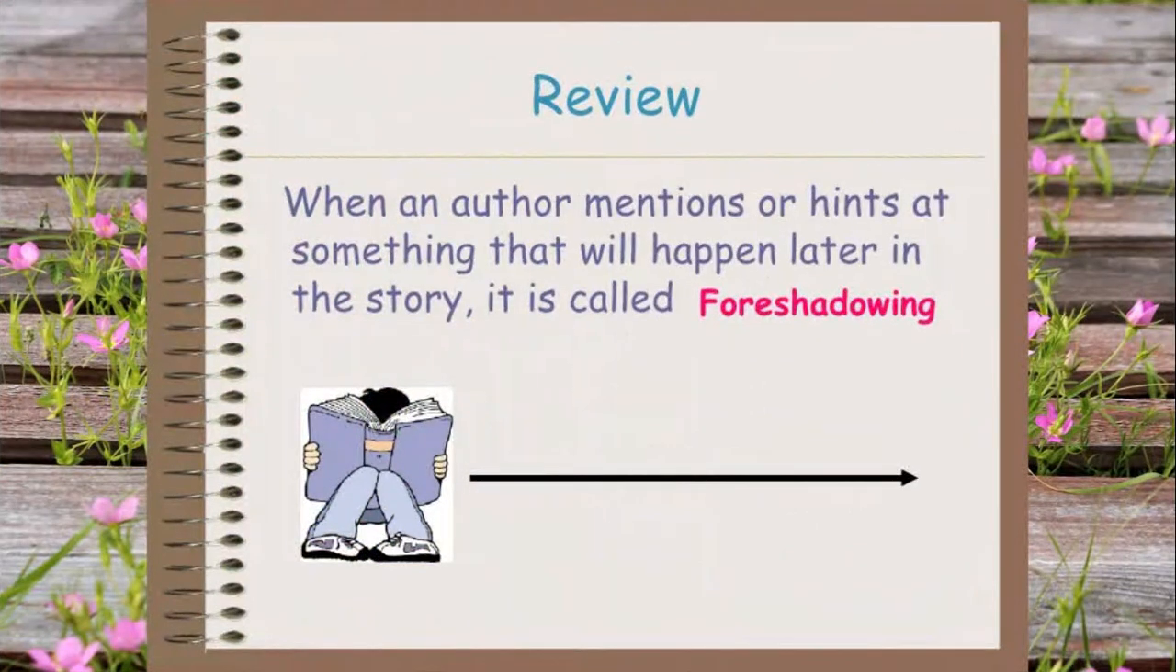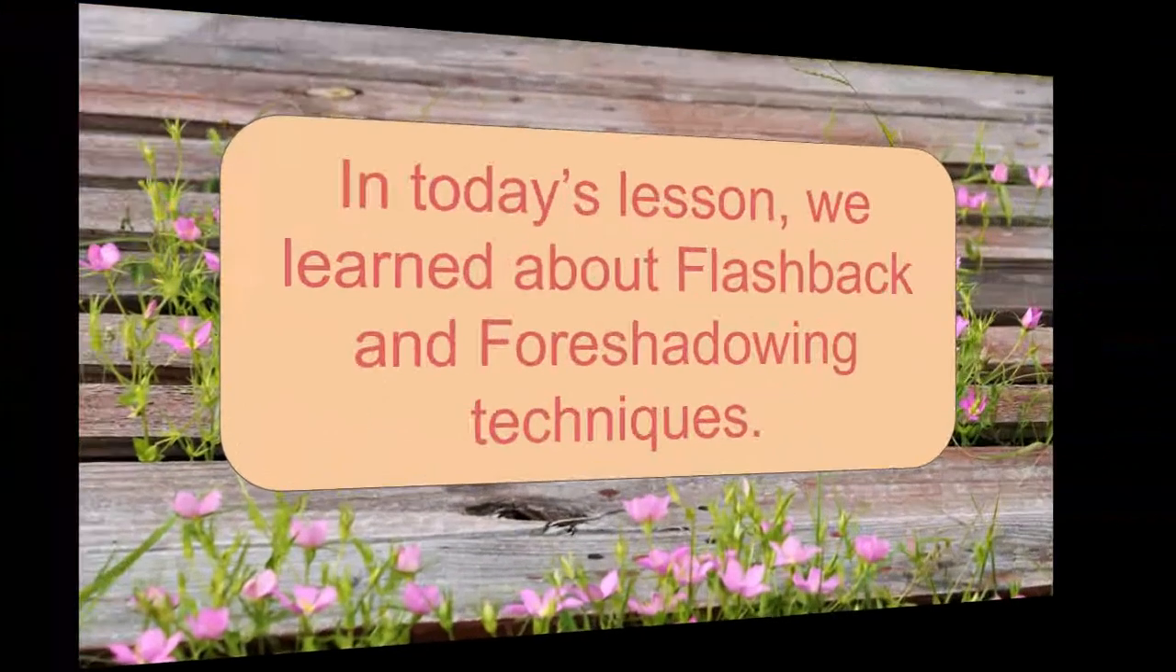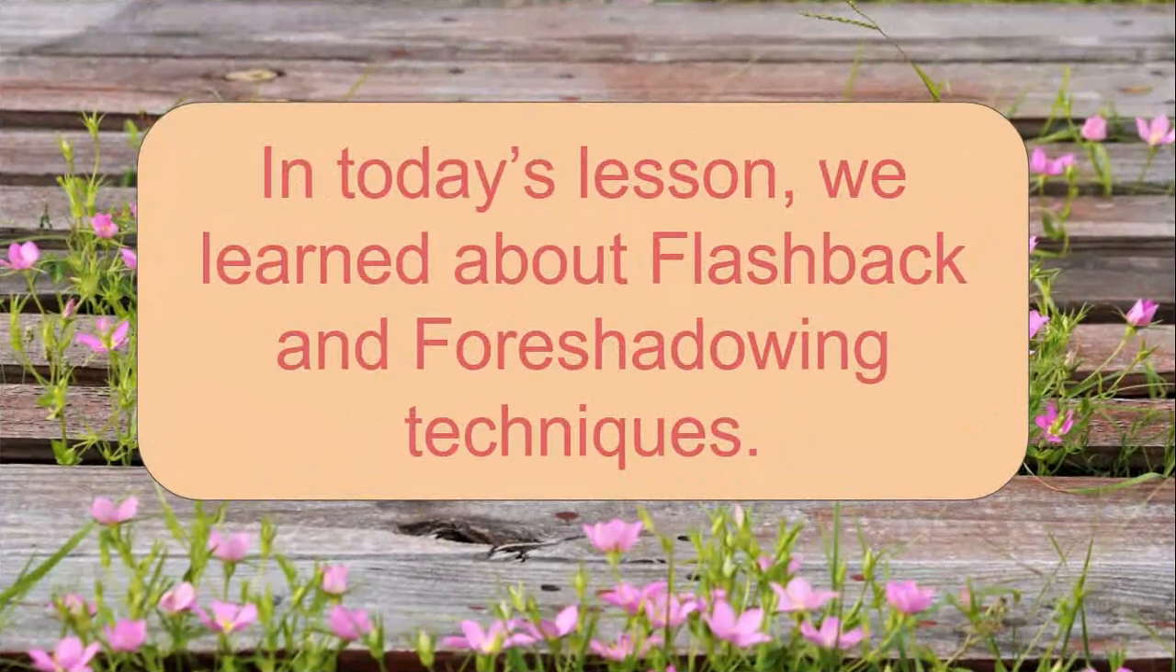Let's review. So, when an author mentions or hints at something that will happen later in the story, it is called foreshadowing. You guessed right. And when an author refers back to something that has already happened in the story, it is called, yup, flashback. Great job. In today's lesson, we learned about flashback and foreshadowing techniques.